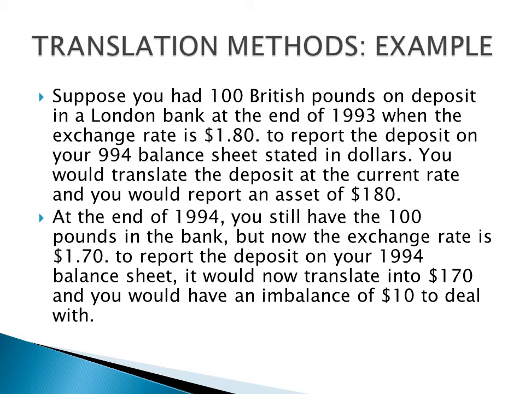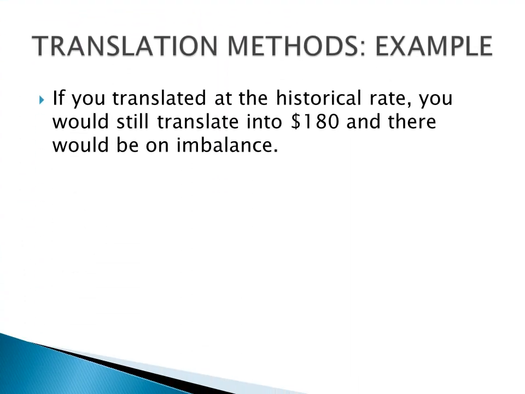At the end of 1994, you still have the 100 pounds in the bank, but now the exchange rate is $1.70. To report the deposit on your 1994 balance sheet, it would now translate into $170, and you would have an imbalance of $10 to deal with. If you translated at the historical rate, you would still translate into $180 and there would be no imbalance.